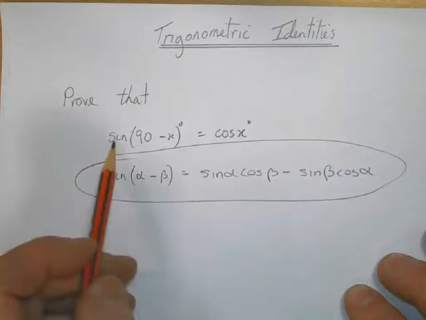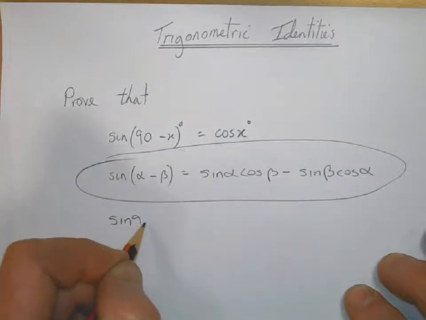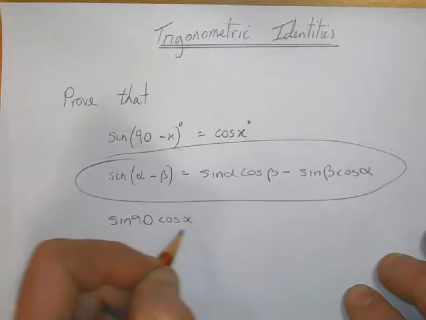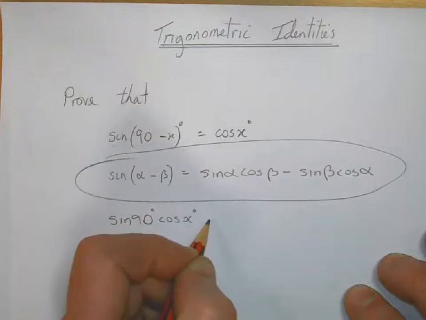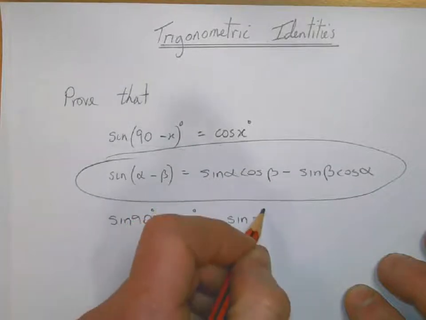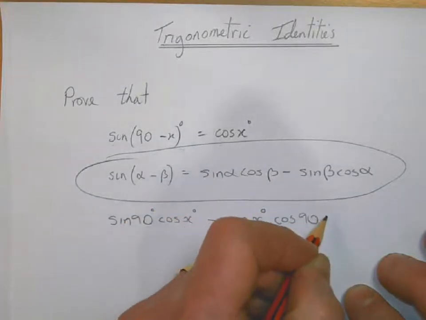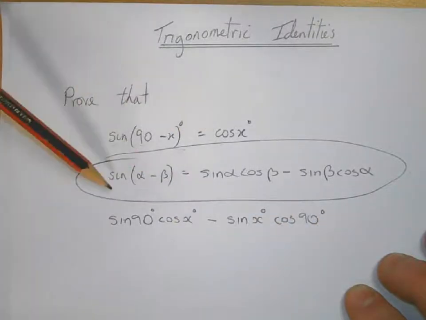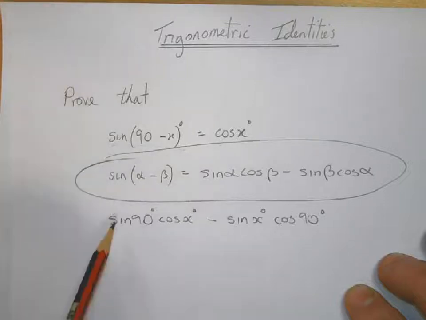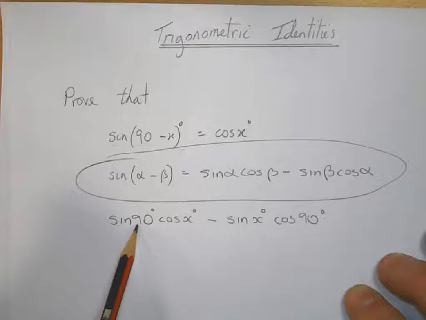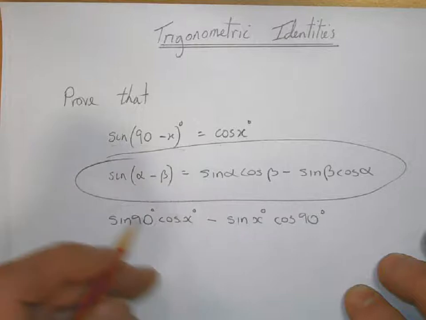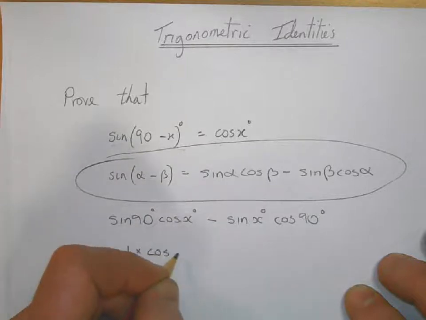So if we expand it out, first we're going to write down sine of 90 degrees and then the cos of x degrees minus the sine of x degrees cos of 90. Okay, so it doesn't look the same yet, but we can simplify this because the sine of 90 is 1. So sine 90 is going to become 1, so it's going to be 1 times the cos of x, which obviously is just going to be the cos of x.